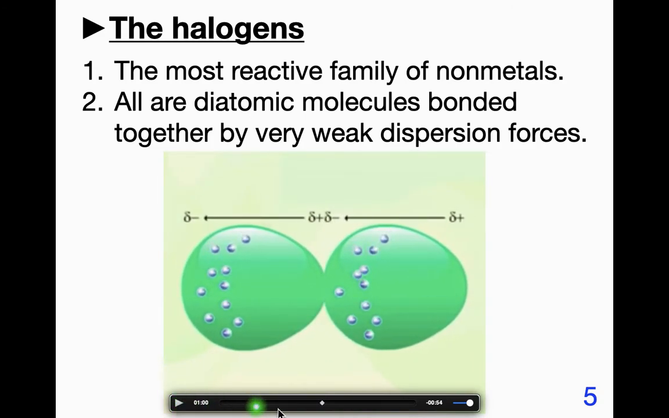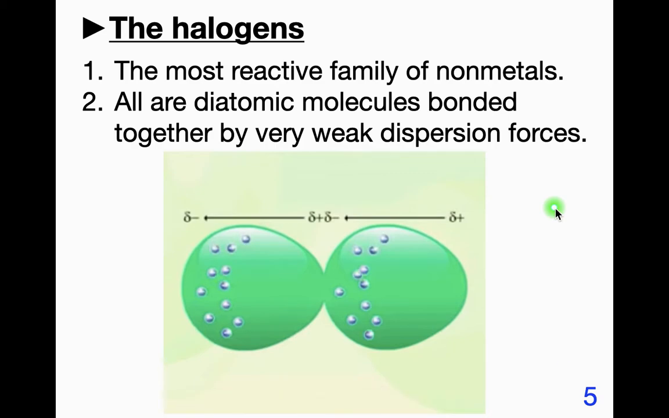Okay, and that's what we mean by dispersion forces. We have nonpolar molecules, but by virtue of the electrons just moving around, we have temporary dipoles. So one part is positive and the other part is negative, which means that it'll be attracted to its counterpart. And that's what occurs with the halogens, the diatomic molecules of the halogens.